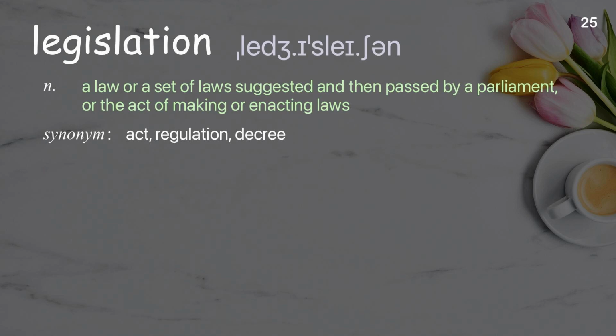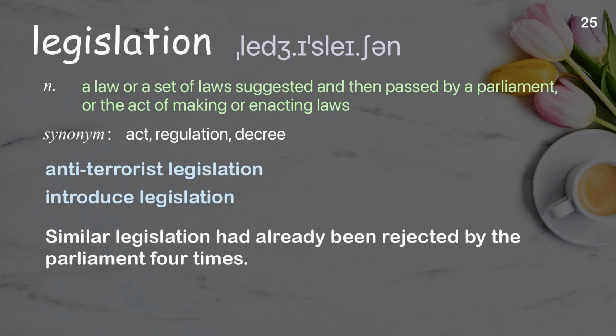Legislation. A law or a set of laws suggested and then passed by a parliament, or the act of making or enacting laws. Examples: Anti-terrorist legislation. Introduce legislation. Similar legislation had already been rejected by the Parliament 4 times.